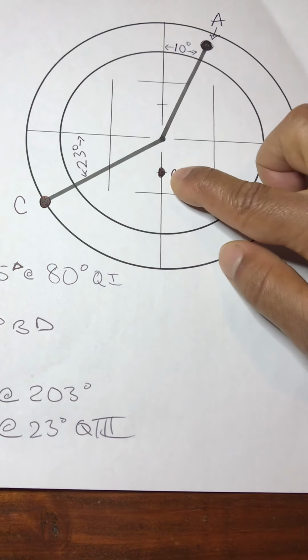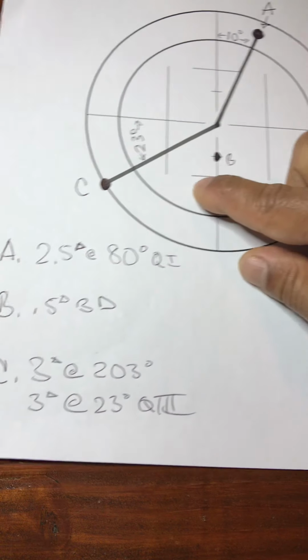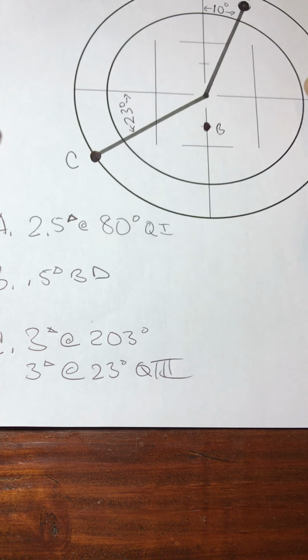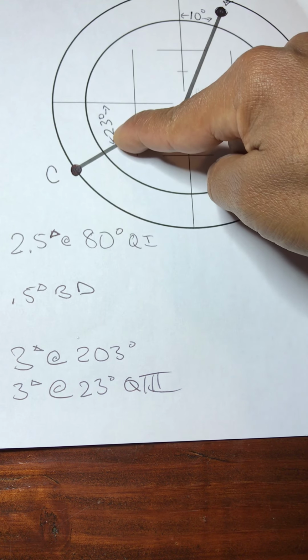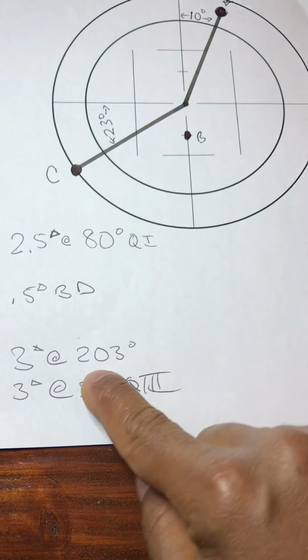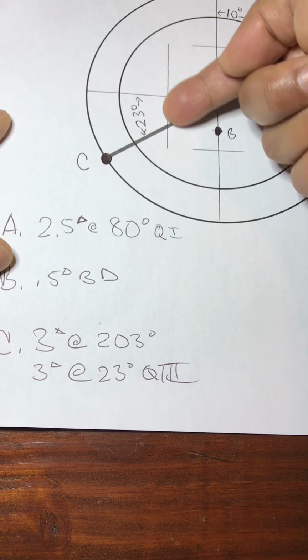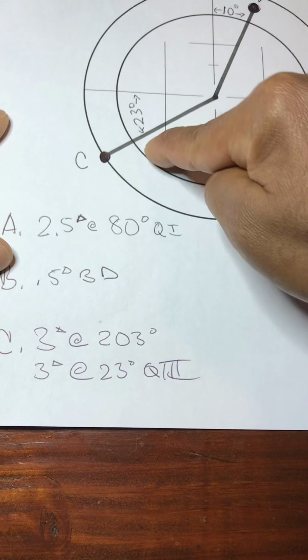B, just down, it's 0.5 right on that hash mark. And then C, on the last circle, which is 3: 3 at 90, 180, and an additional 23 gives us 3 at 203, or 3 at 23, quadrant 3.